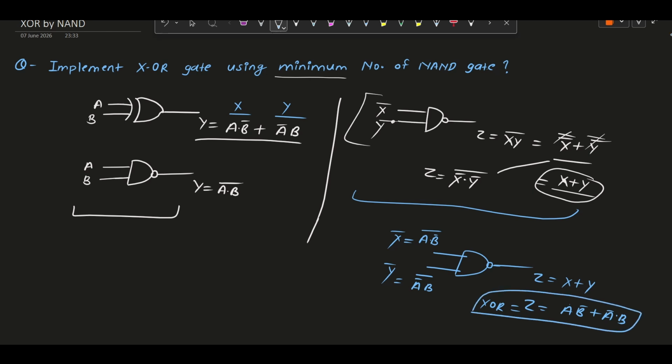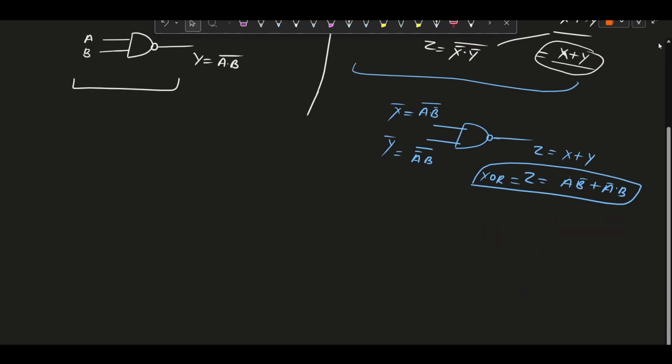Okay, so from here we have seen that if the two inputs of the NAND gate are a into b complement whole complement, and a complement into b whole complement, then we will get the XOR gate expression. So till here we have implemented the XOR gate almost 30 to 40%.